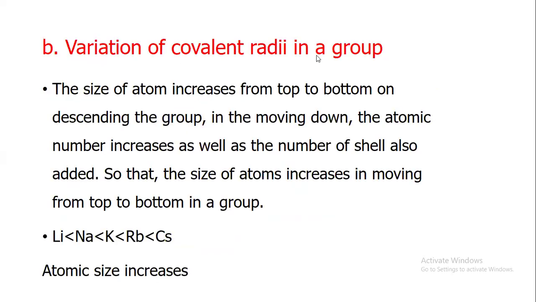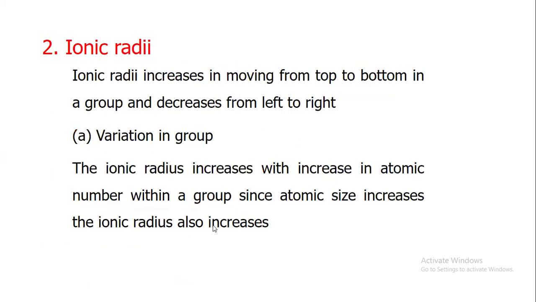Variation of covalent radii in a group: the size of the atom increases from top to bottom, descending the group. In moving down, the atomic number increases as well as the number of shells, so the size of the atom increases in moving from top to bottom in groups. So lithium, sodium, potassium, rubidium, cesium: atomic size increases.